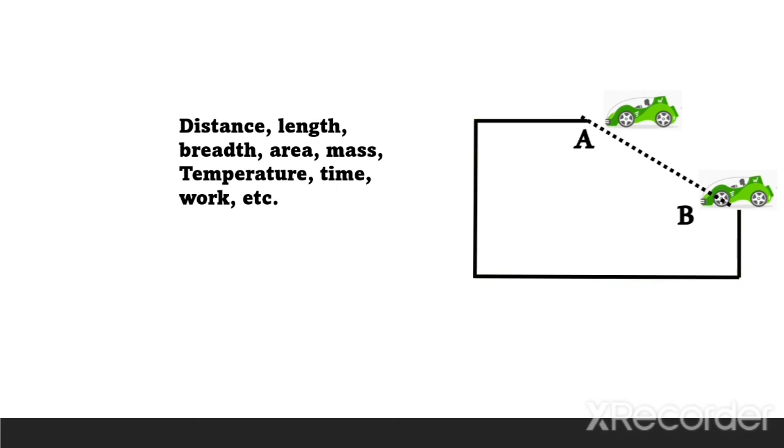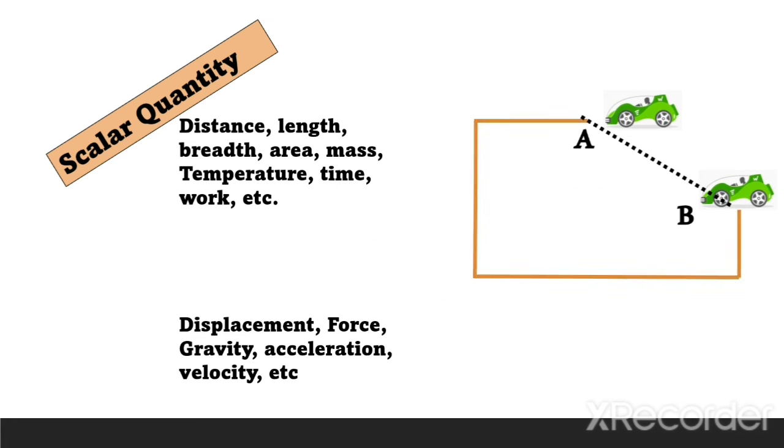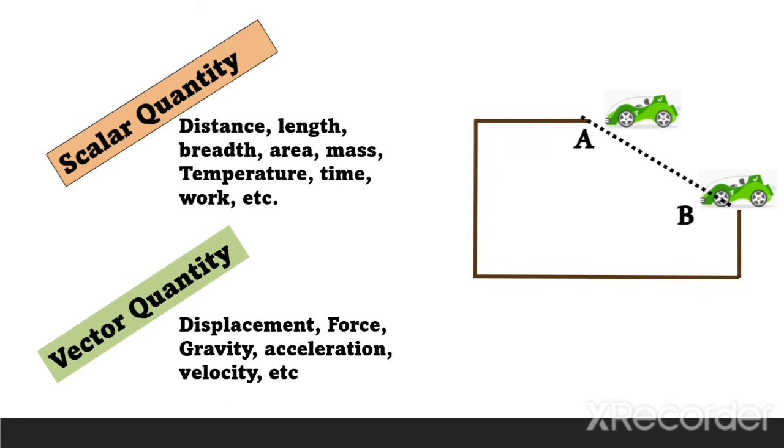Similarly, distance, length, breadth, area, speed, mass, temperature, time, work, all these are scalar quantities, and displacement, force, gravity, acceleration, velocity, all these are vector quantities. A vector quantity requires direction also. Without direction we can't define or measure that vector quantity.